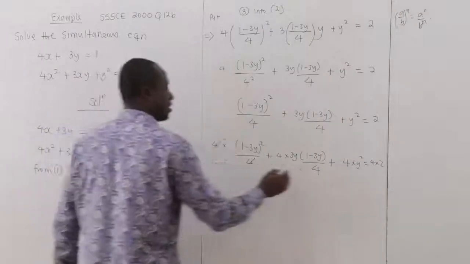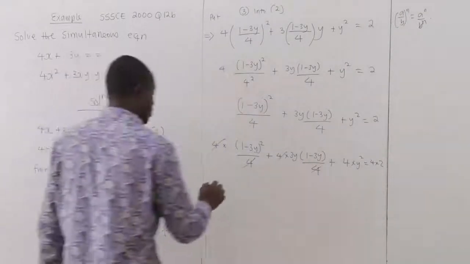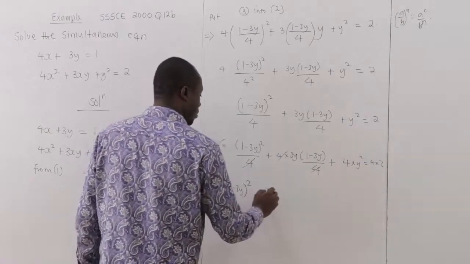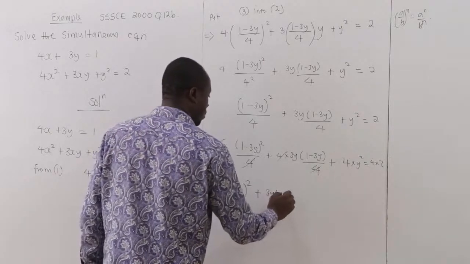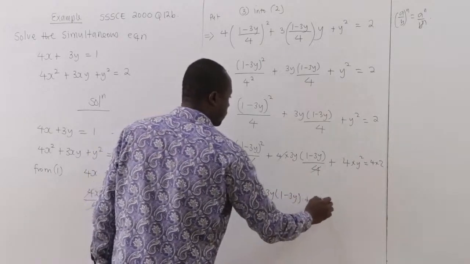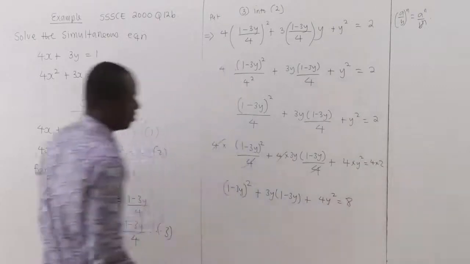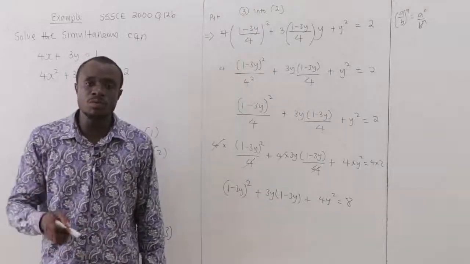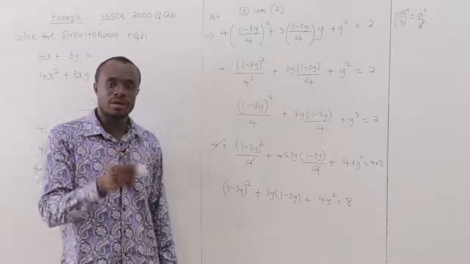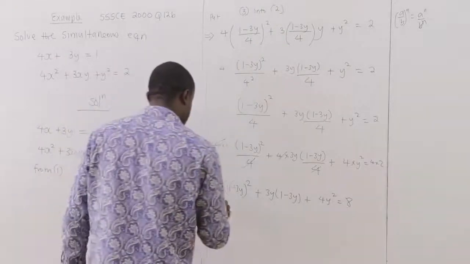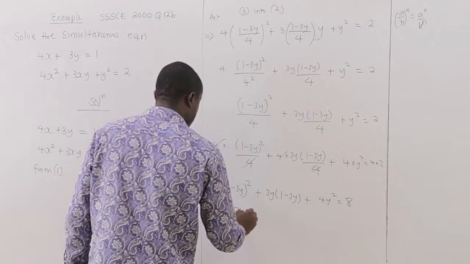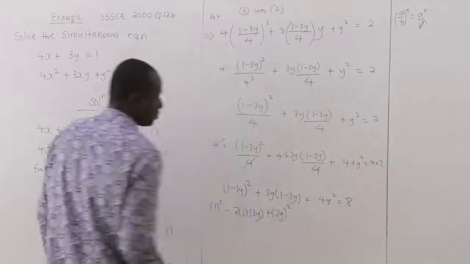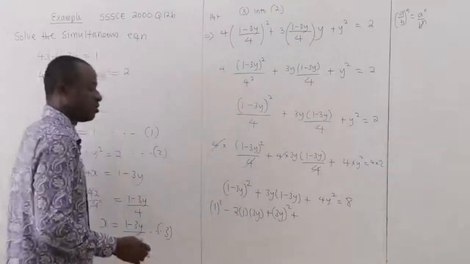Now this is cancelling out that, and this is cancelling out that. So we have (1 minus 3y) all squared plus 3y times (1 minus 3y) plus 4y squared equal to 8. Now let's expand this. (a plus b) to the power 2 is a squared plus 2ab plus b squared. (a minus b) to the power 2 is a squared minus 2ab plus b squared. Now let's expand the other part using the distributive property.